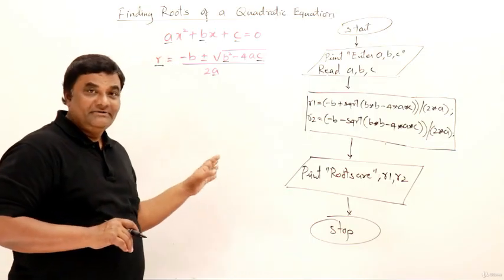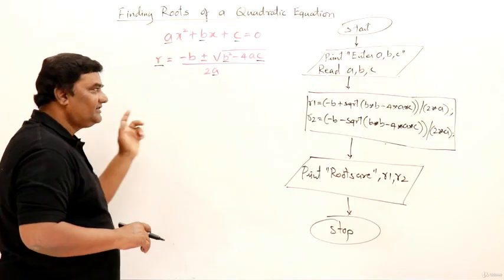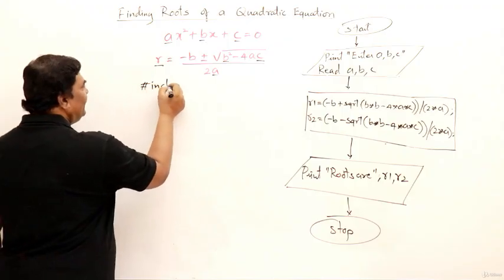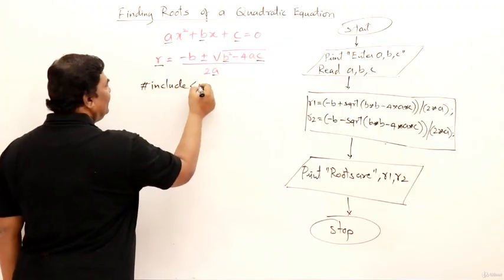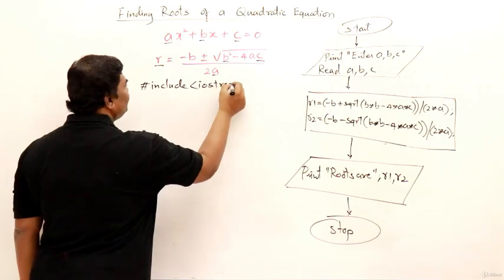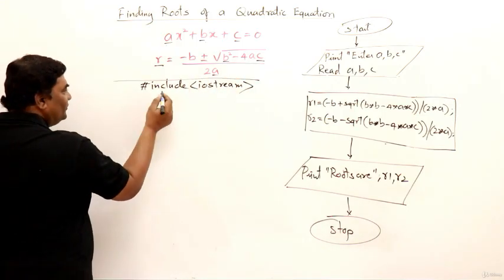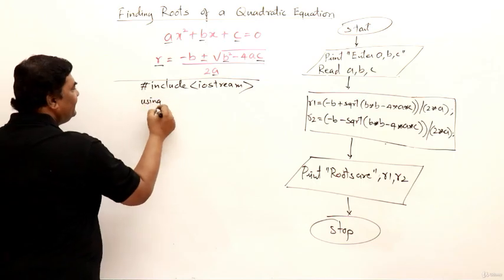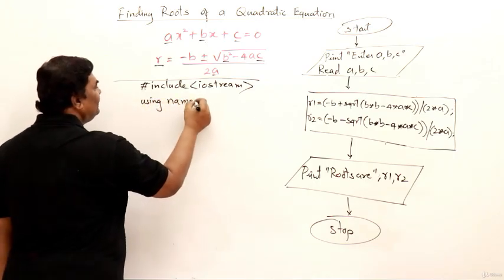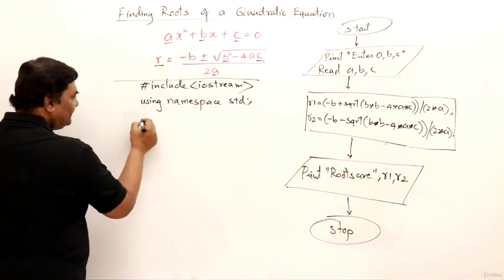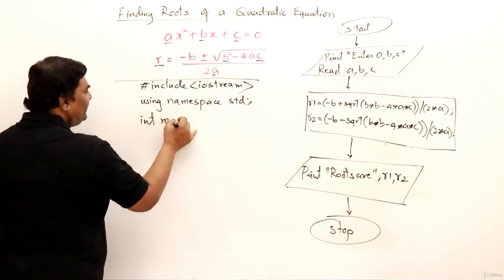Now I will write the C++ program for this. Let us convert this flow chart into a C++ program. The very first thing you know well, that is hash include iostream. Then we have to say using namespace std. Then the main function, this is the entry point of a program.